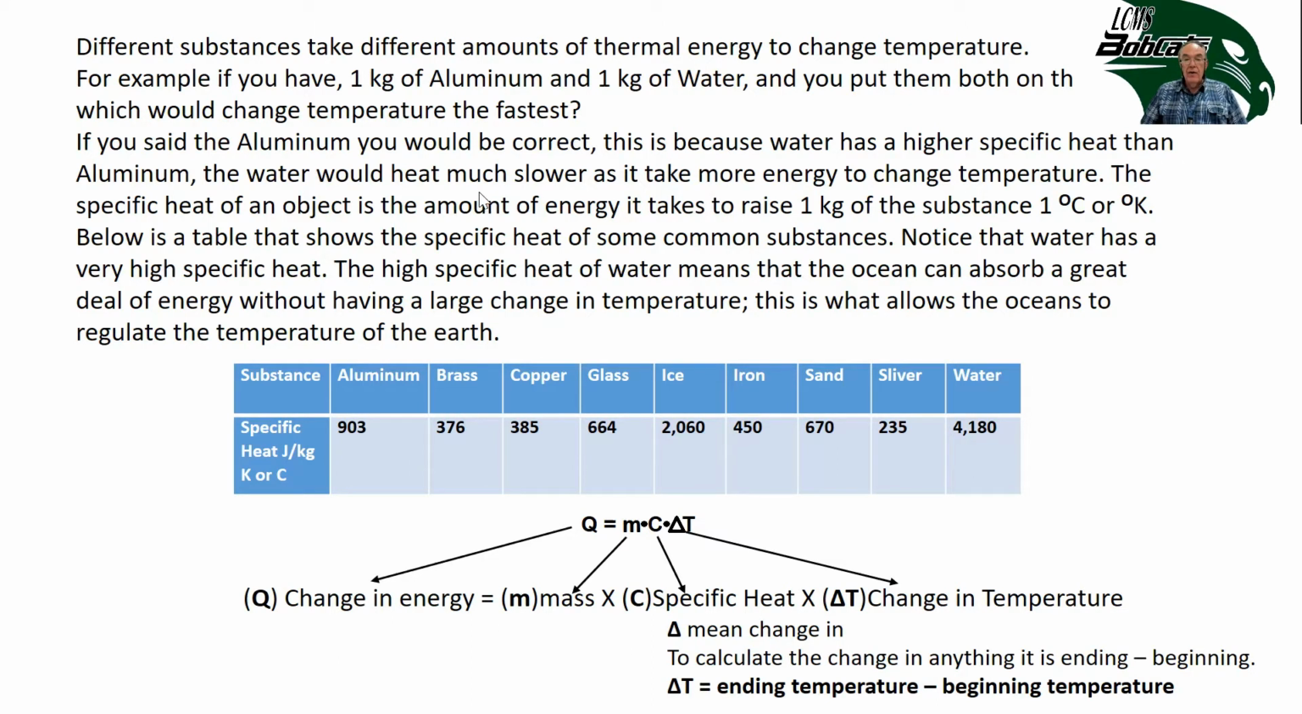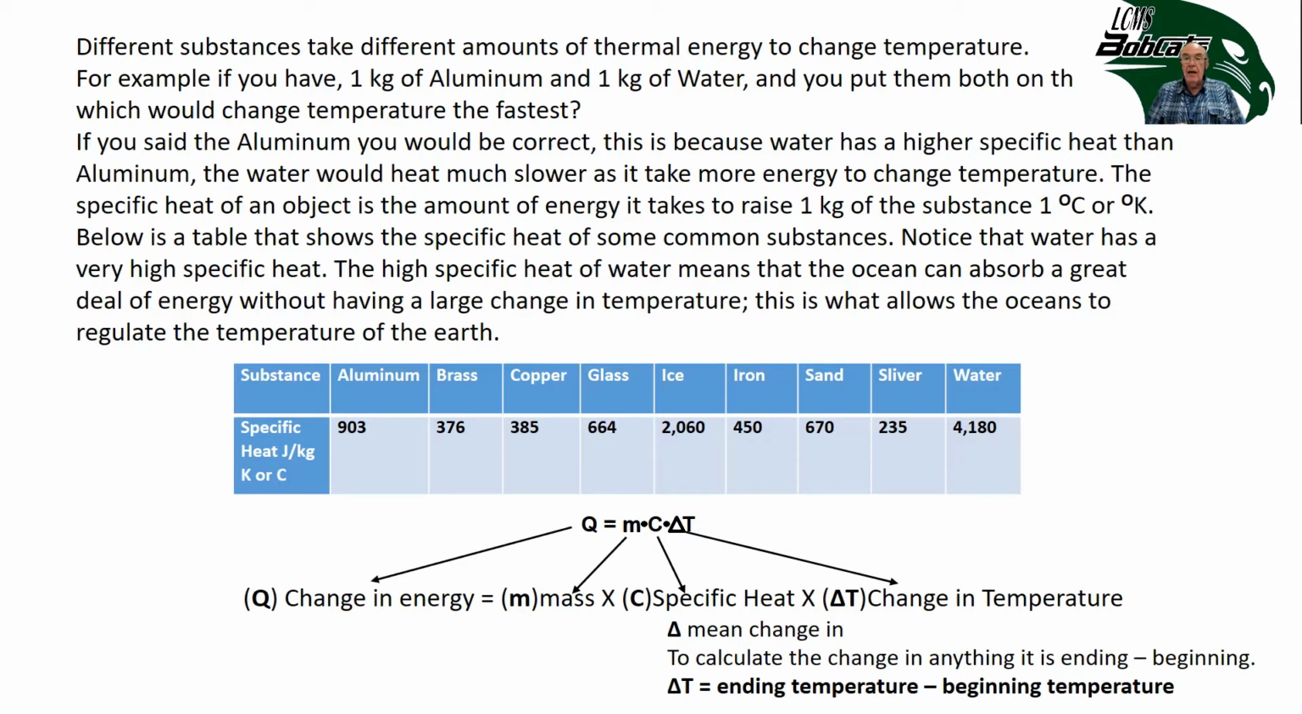So this chart right here has the specific heat of some different substances. Let's take a look at this. Different substances take different amounts of thermal energy to change temperature, which is why they heat more quickly or slowly than other things. For example, if we had a kilogram of aluminum and a kilogram of water and you put them both on the stove, which would change temperature the fastest? We said the aluminum, you would be correct. This is because water has a higher specific heat than aluminum. The water would heat much slower as it takes more energy to change temperature.